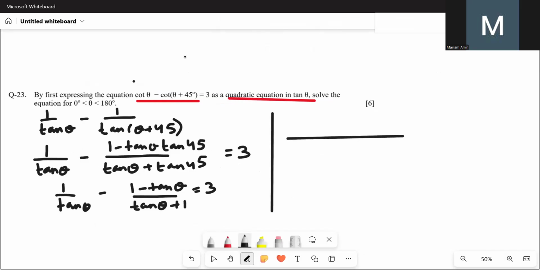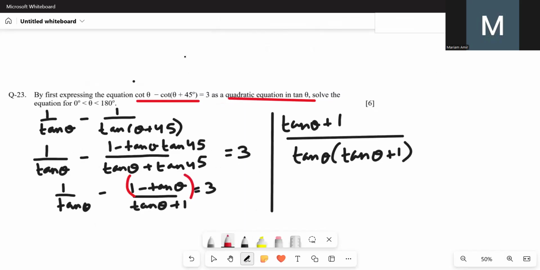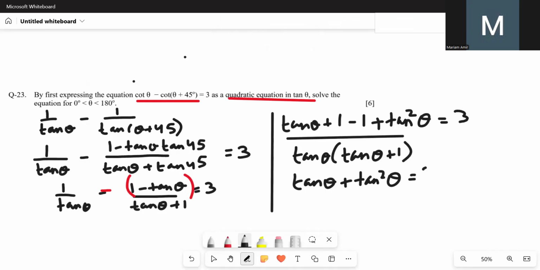So tan theta times (tan theta plus 1). So tan theta plus 1, this minus sign will flip the signs inside the bracket. So minus 1 plus tan square theta is equal to 3. So we get tan theta plus tan square theta equals 3 tan square theta plus 3 tan theta.